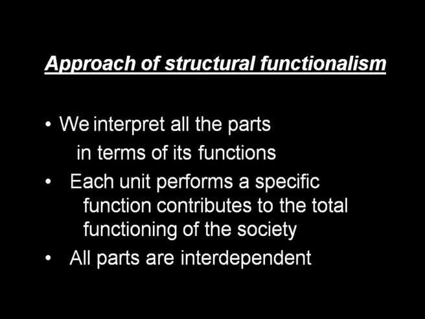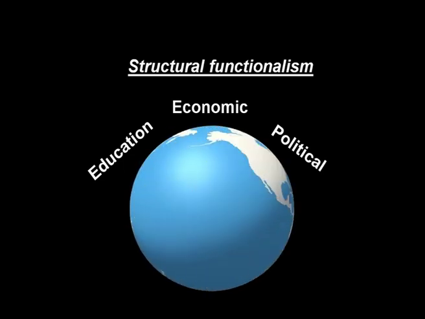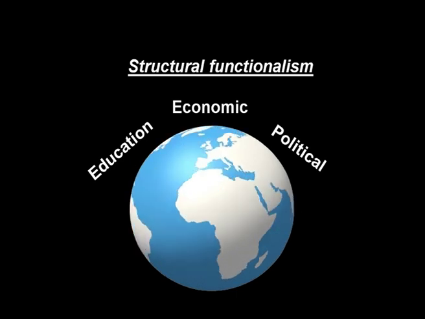and all the parts, that is all the subsystems, have a definite function. At the same time they are interdependent also. But at the end of it, the main aim of all these subsystems is to contribute to the total functioning of the society. For example, we have educational subsystem, we have the economic subsystem, we also have the political subsystem.